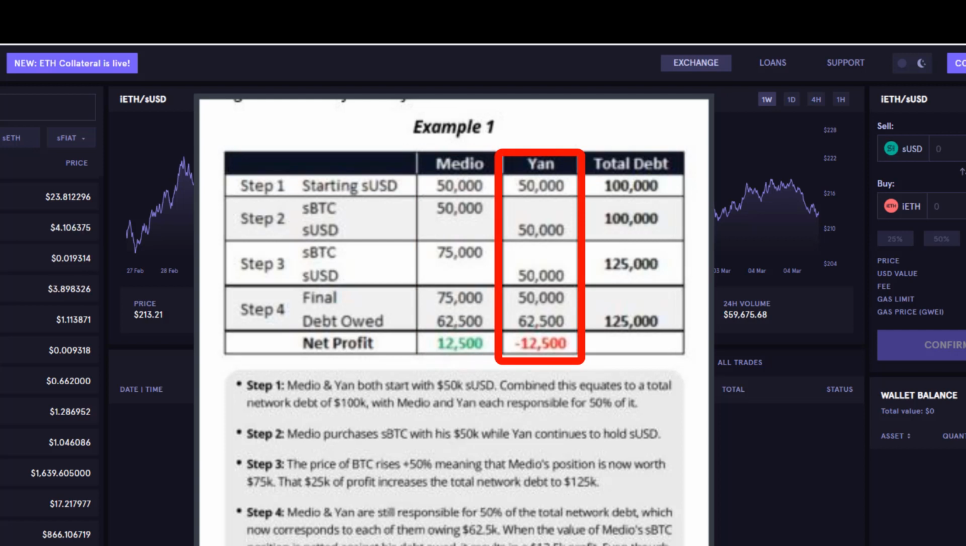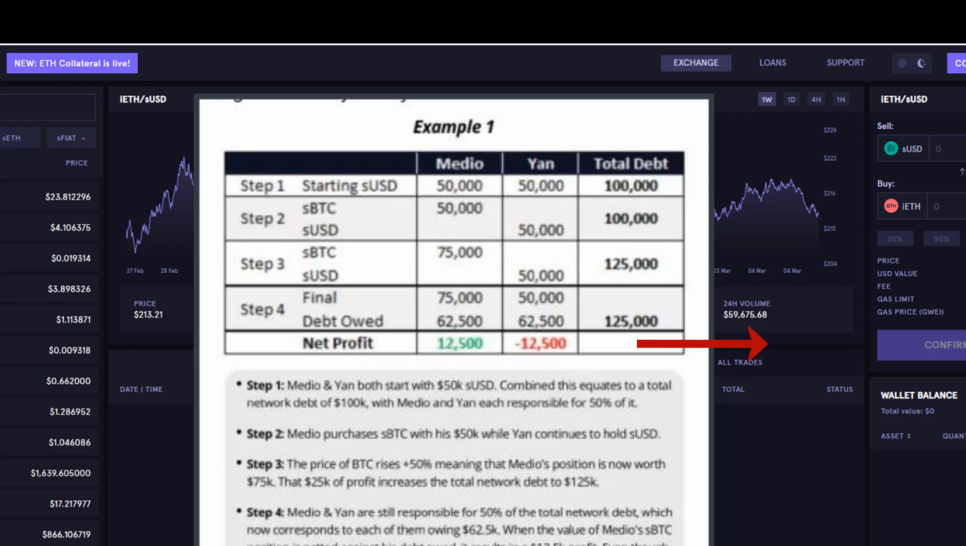So let's say at this point, Medio decided that he's had enough. He used the platform for the purpose he wanted to use it, and now he's going to hightail it out of here. After he resolves the debt owed, he leaves the platform $12,500 richer. But let's say Yan wanted to do the same thing. Yan would have to first resolve his debt before removing any of his funds off the platform.